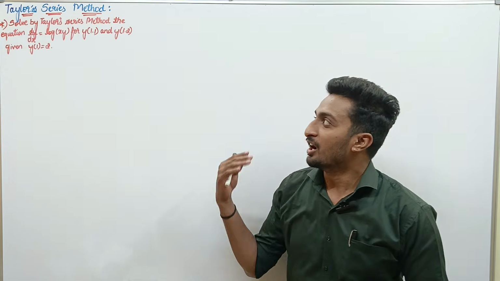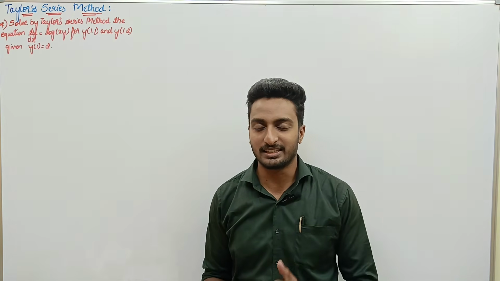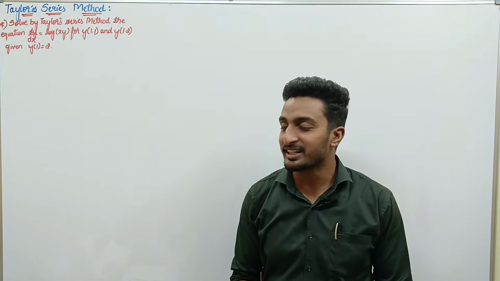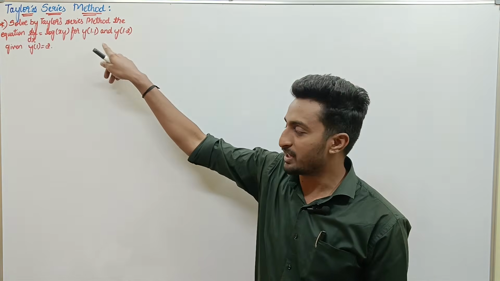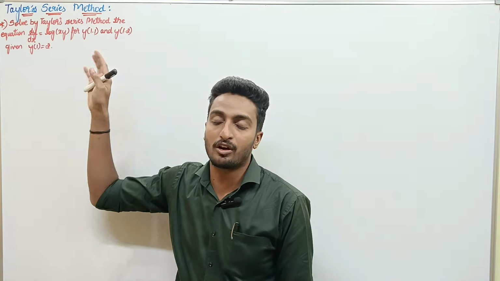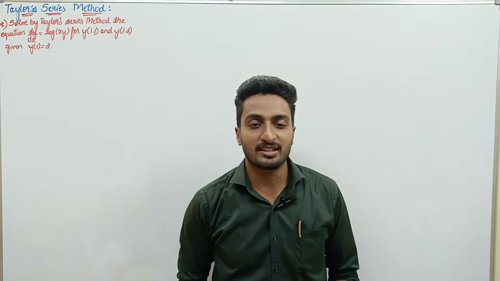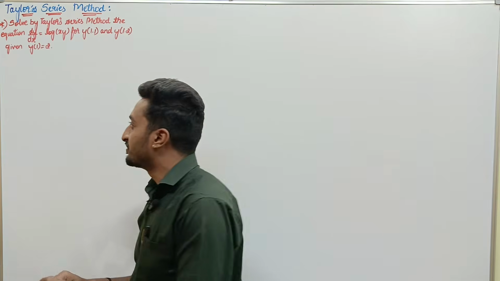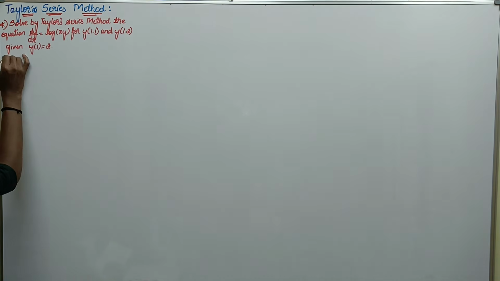Today we are going to learn how to solve the problem on Taylor series method. Considering the given differential equation, we are going to find the value of y of 1.1 and y of 1.2 by the given set of initial values y of 1 equal to 2. How to represent the solution and how to define the solution, I am going to explain step by step. First, let us represent the given solution.